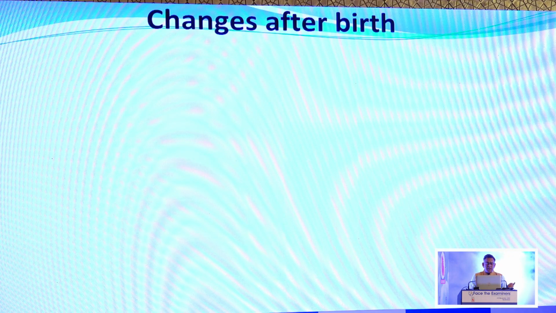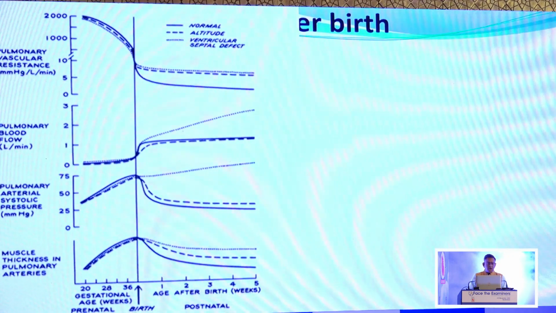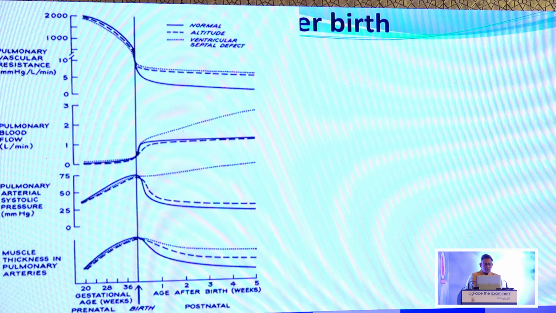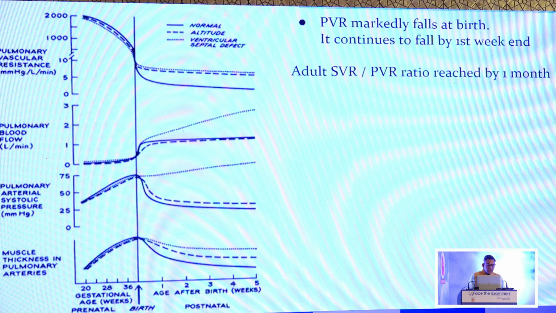So what are the changes happening? And this is a beautiful figure, I am not sure whether you are able to see that. There is seminal work from Rudolph done in the 70s. There is a beautiful article, and Rudolph has been most influential. I don't think that we have been able to improve. Remember this figure. It is showing the pulmonary vascular resistance, pulmonary blood flow, pulmonary arterial pressure, and muscle thickness. And this is the time when there is a birth. And here, this is their course over 1, 2, 3, 4, 5 weeks.